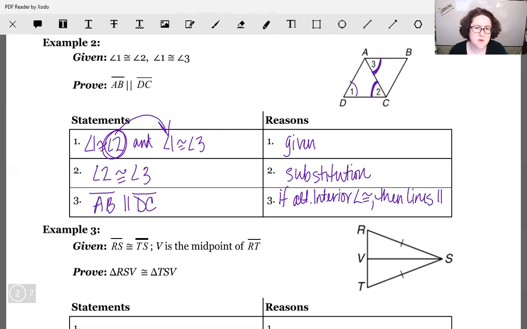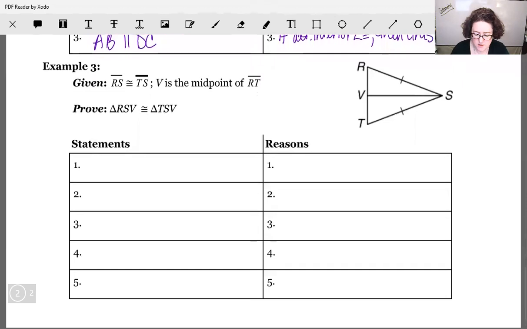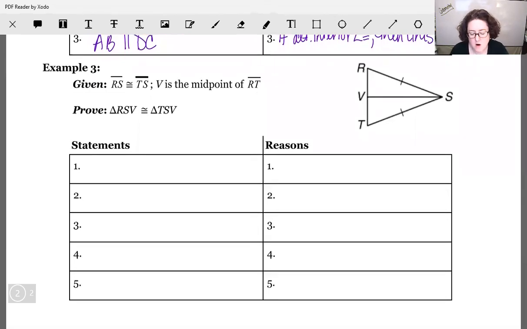Alrighty, so a couple review proofs. Let's check out a new one. So here's a congruent triangle proof. Okay, here we go. So example 3, RS is congruent to TS. It's already marked in the diagram, and let's go ahead and write it down. So RS is congruent to TS.